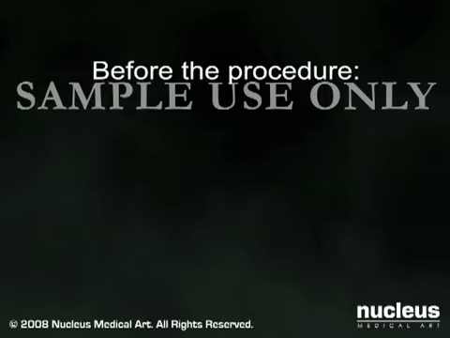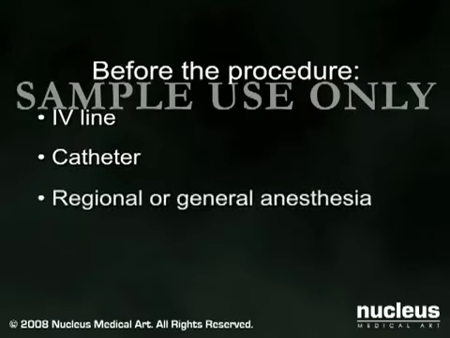If not already in place, an intravenous line will be started, and a catheter will be inserted into your bladder to drain urine. In the operating room, you will be given anesthesia. In most cases, a spinal anesthetic is administered to numb the lower portion of your body. Sometimes, however, a general anesthetic will be used.